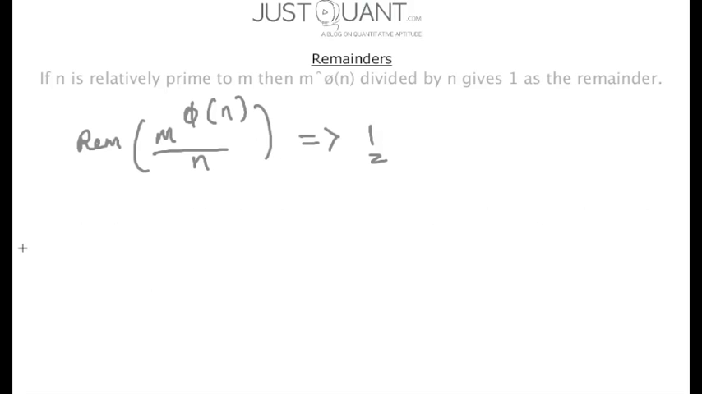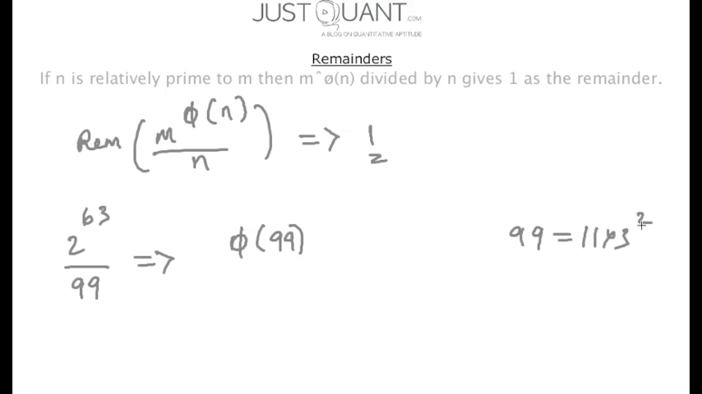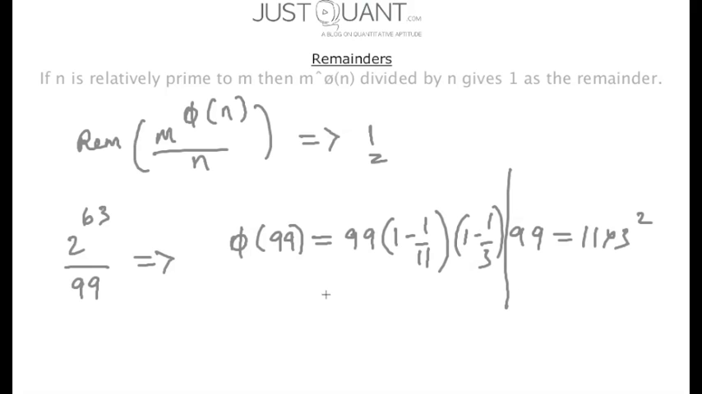That is, if we were to calculate the remainder of 2 to the power of 63 by 99, here both 2 and 99 are coprime to each other, so we can apply Euler's theorem. So first we calculate phi of 99. So 99 is written as 11 into 3 square. So phi of 99 becomes 99 into 1 minus 1 by 11 into 1 minus 1 by 3. So this gives us 60.